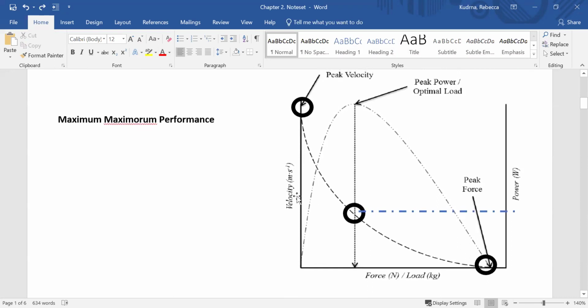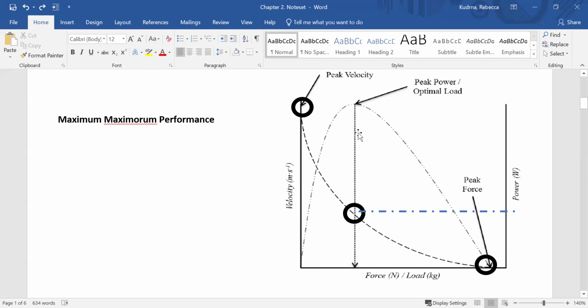This graph has two y-axes. The first one is velocity, so you have force velocity curve, and you can see that that is this curve here. And it's showing you exactly what we've seen before, that the faster you move, the lower the force, and the higher the force, the slower you move. The second graph axis is power. And so this is a force power curve. And that is this dotted line here.